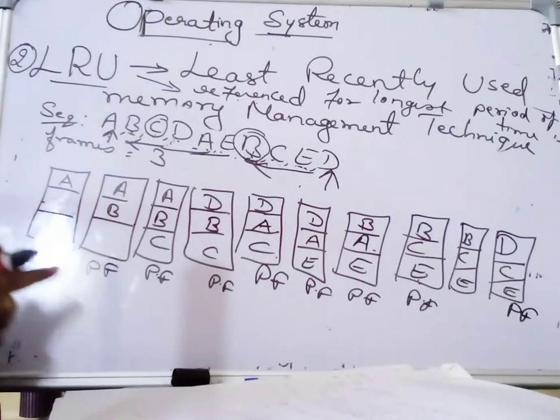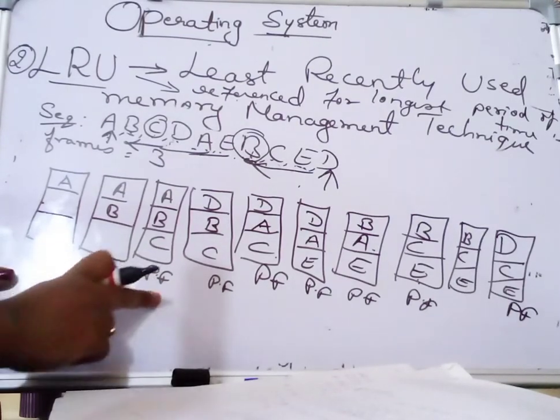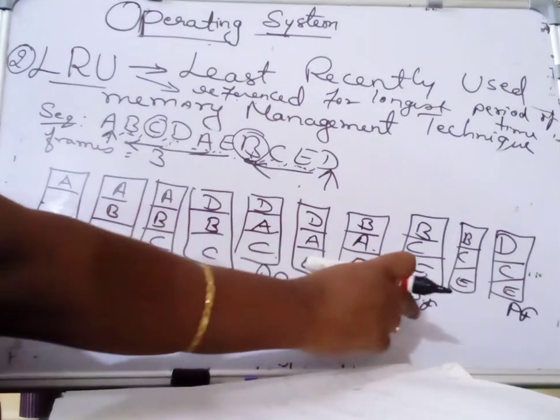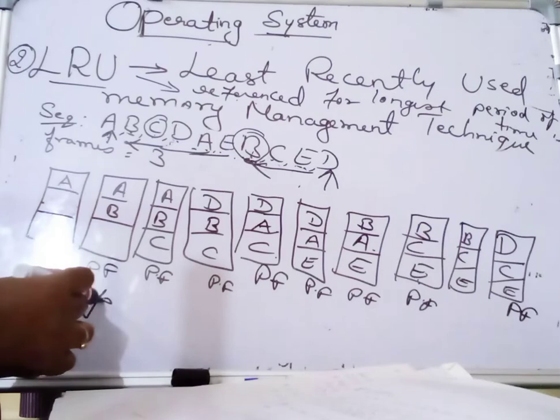So totally how many page faults we have here? Count the number of page faults. 1, 2, 3, 4, 5, 6, 7, 8, 9. So the number of page faults for this is 9.